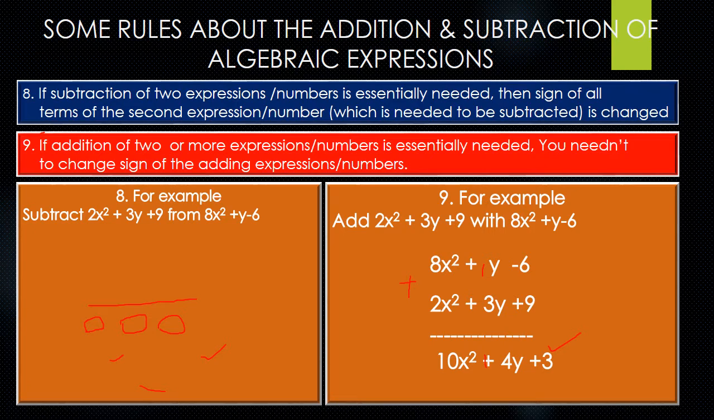8x square plus y minus 6 and down 2x square plus 3y plus 9. Now you look at here. I am going to subtract these two expressions. I am going to subtract the second expression from the first one. So I have to change the sign of the second expression to negative, the sign of the second term 2x square to negative, the sign of the term 3y to negative, the sign of the term 9 to negative.